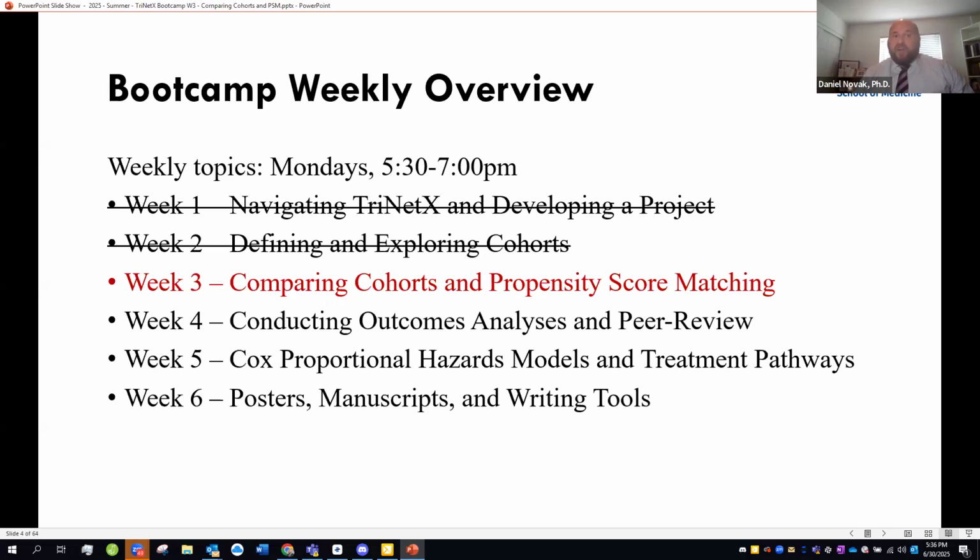In terms of where we are in our topics, last week we discussed defining and exploring cohorts in the Cohort Explorer and developing your queries and defining cohorts really carefully. Before that, we talked about in week 1 the general navigation and development of a project. And this week we're moving on to comparing cohorts and propensity score matching, which is part of the real crux of the value of this system for students who are interested in conducting research, especially in areas that are, in some cases, very hard to research, or where it's hard to do a single center prospective analysis or develop a prospective study around it.